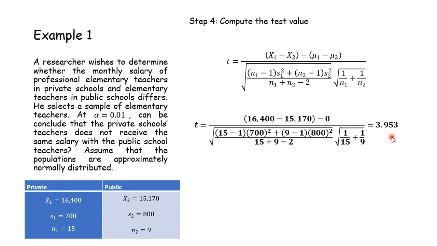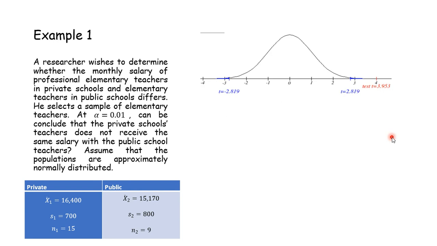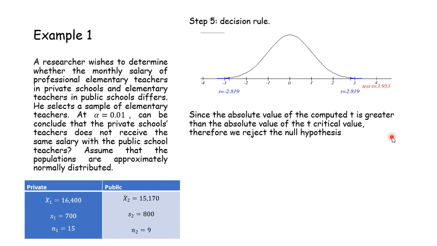So we already have the computed t-test, so we can already have a decision. We're just going to compare the critical value and the computed t-test. So ito po yung magiging illustration ko for this example. As you can see, mga anak, on both sides of the normal curve we have critical values, which are negative 2.819 and positive 2.819.